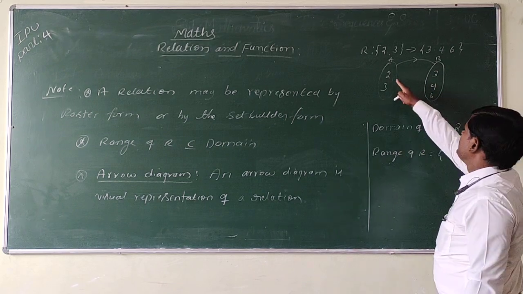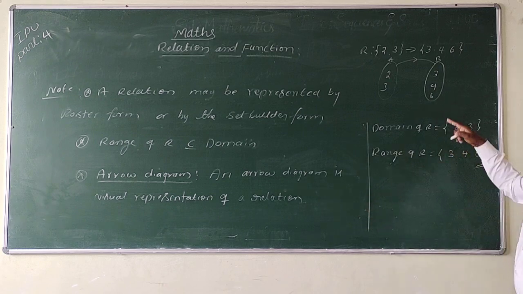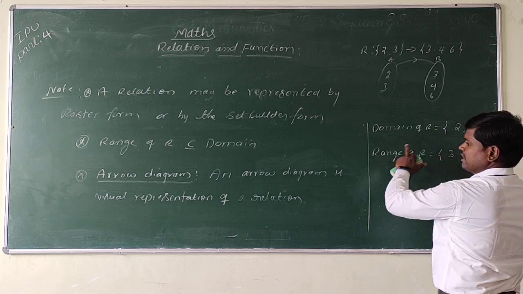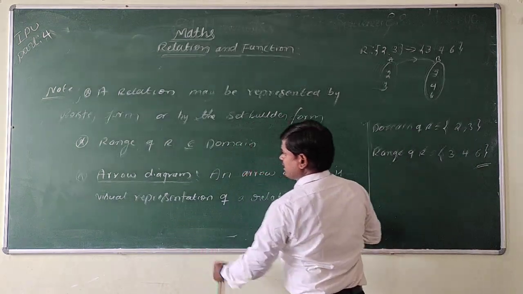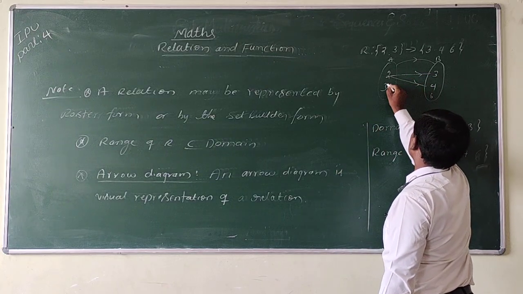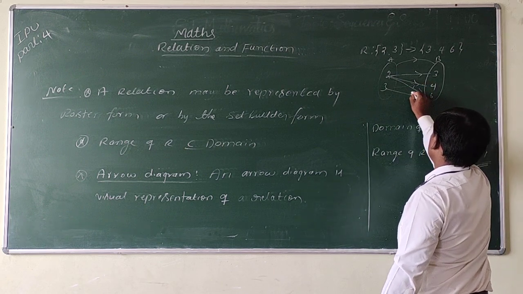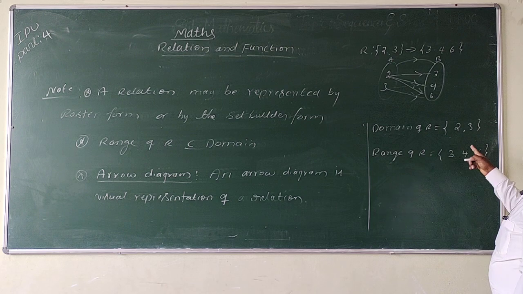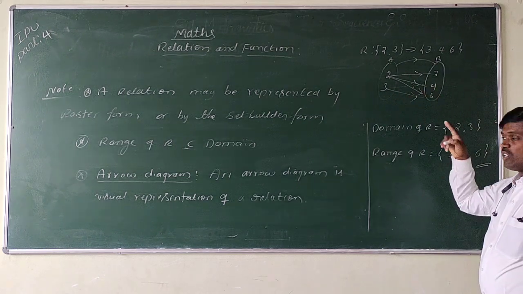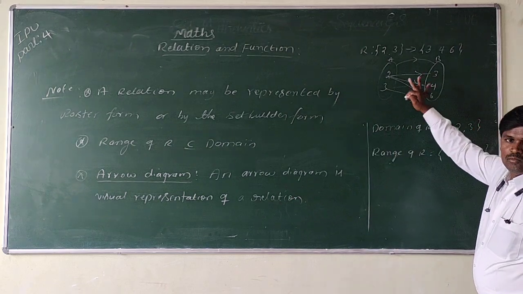Okay. So we are going to represent the relation with the help of a diagram known as an arrow diagram. So 2 is related with 3, 2 is related with 4 and 2 is related with 6. And 3 is related with 4, 3 is related with 6. So this is the visual representation of a relation, and that is called an arrow diagram. Okay.